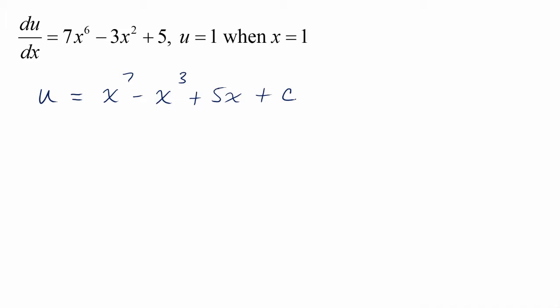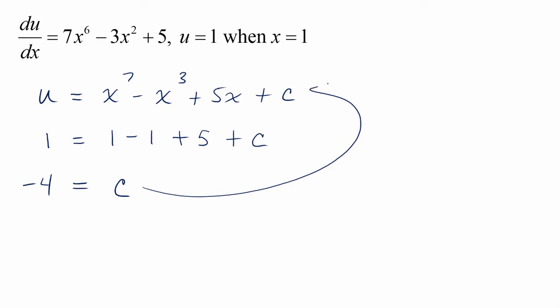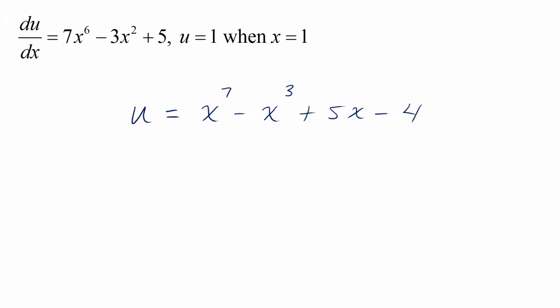Now we'll make our substitution. So u is equal to 1 when x is equal to 1. So that's 1^7, which is 1, minus 1^3, which is 1, plus 5 times 1 plus C. So when we solve for C, we get C is equal to negative 4. Now we'll take that value of negative 4 and substitute it back into the original equation, giving us the particular solution u equals x^7 minus x^3 plus 5x minus 4.